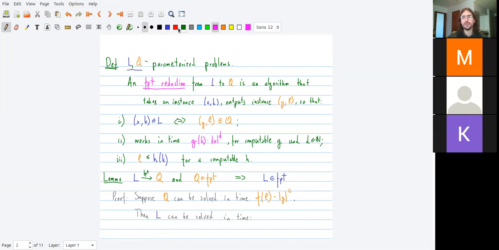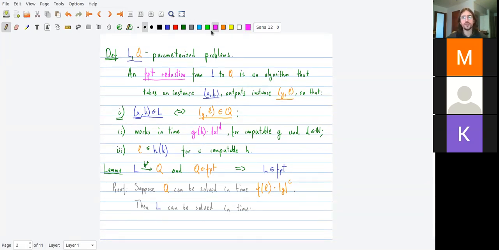There is an algorithm that takes an instance of L, so it takes x, k, this is the instance itself, this is the parameter, and outputs another instance. You should understand this as an instance of the problem Q. So first of all, the reduction should be faithful, in the sense that the input instance is a yes instance of L, so there is a clique of size k, for instance, in this graph x, if and only if the output is a yes instance of the problem Q. So this is the usual thing that you expect from a reduction. Second, if we are talking about FPT reductions and we think about fixed parameter tractability as our notion of tractability for a problem, then our reduction should work in tractable time, so in FPT time.